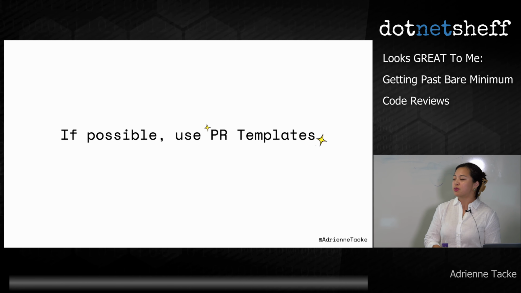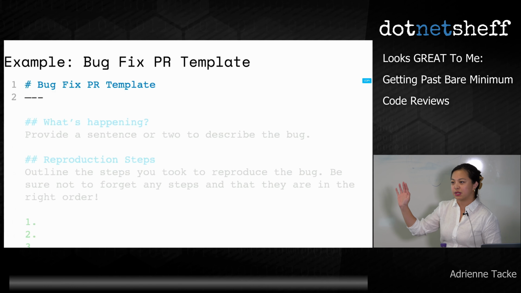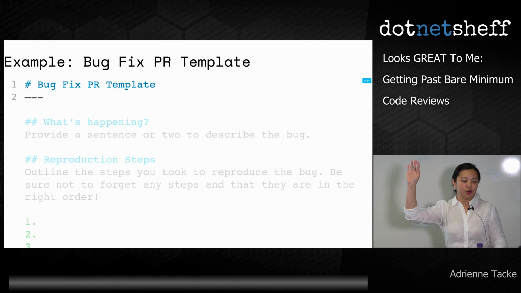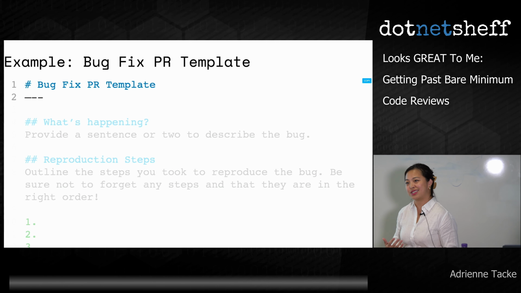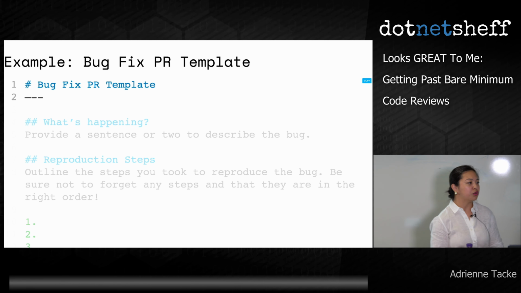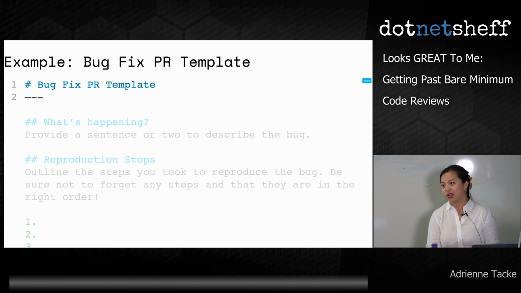If possible, use PR templates. Who here uses PR templates already? Awesome. So you already know how useful these can be, especially if you have different types of pull requests that you are going through. So some can be very intricate, right? That's markdown. You can add whatever you need to. You can have an example bug fix PR template. This is one that we used, which was very thorough, but very good.